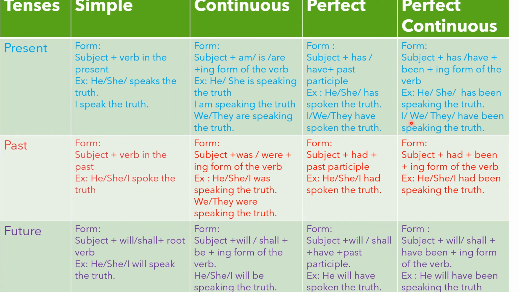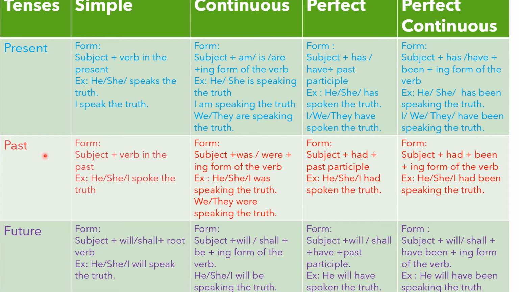Now if the subject is I, we or they, then you will use have. So I have been speaking the truth, we have been speaking, and they have been speaking the truth.